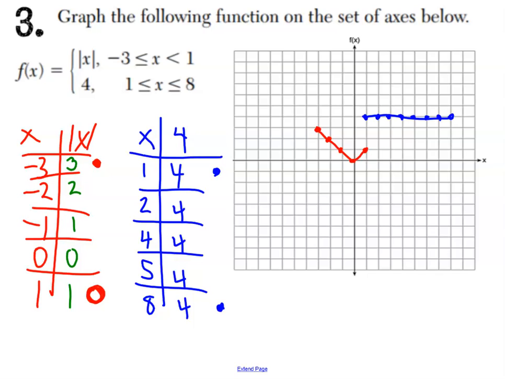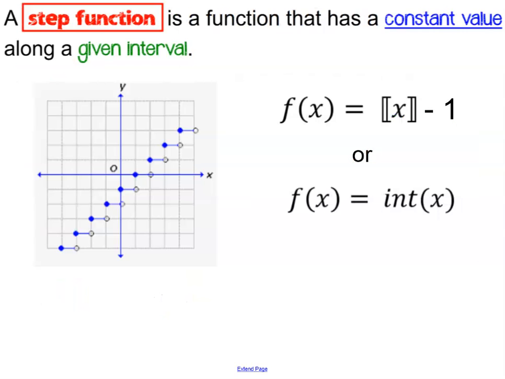All right, let me show you one last thing. Sometimes you have functions that look like this. They're called step functions. It has a constant value for a certain given interval, and then it moves up to the next value, and then the next value. That's why you'll notice that you have these solid circles on top of these open circles. That's very important.